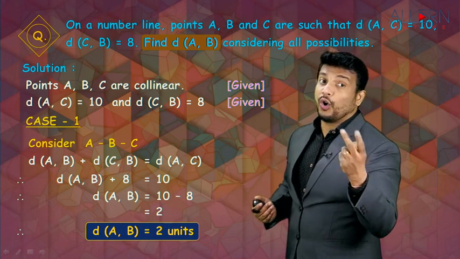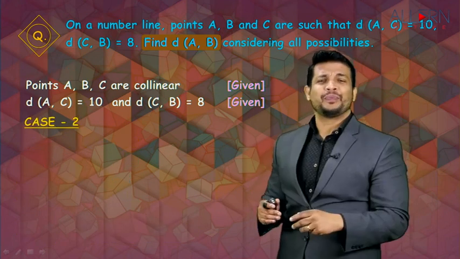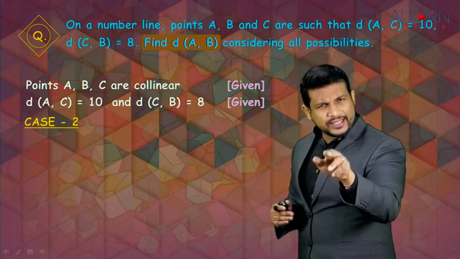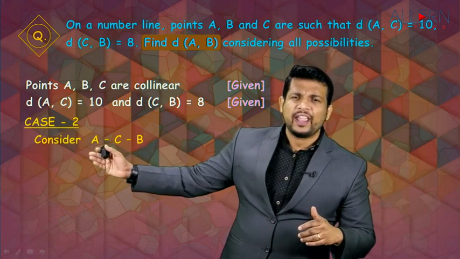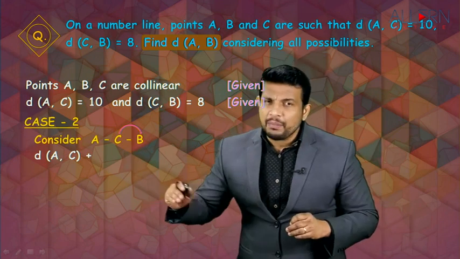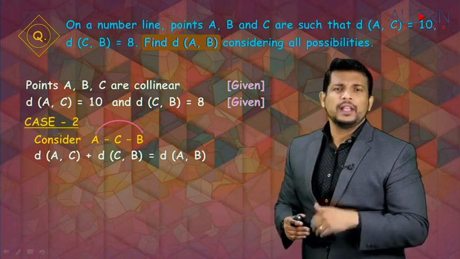There are 2 more. Let's go for the next one, that is case 2, or we write possibility number 2, right? In the first case, we took B between A and C. Now let's take C between A and B. Let's do that. So let's go the same way. That means distance between A and C plus distance between C and B is equal to distance between A and B. Beautiful. Substitute the value.